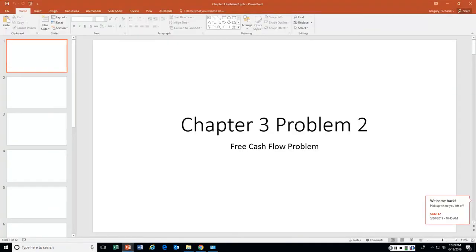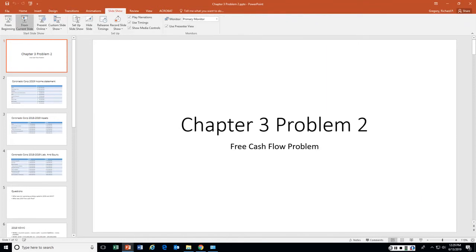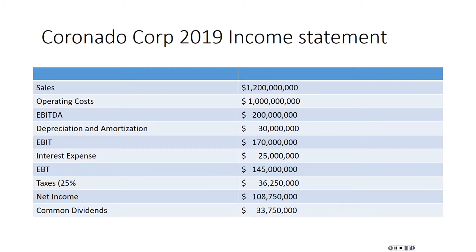Today we're looking at Chapter 3, Problem 2, which is a free cash flow problem. Here we see the income statement for Coronado Corporation in 2019 with sales of $1.2 billion, operating costs of $1 billion, and so on. Net income of $108.75 million, and common dividends of $33.75 million.